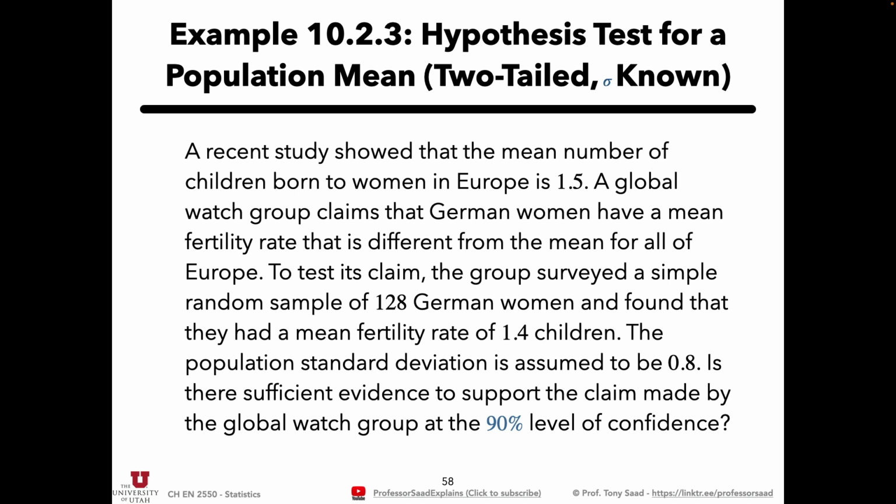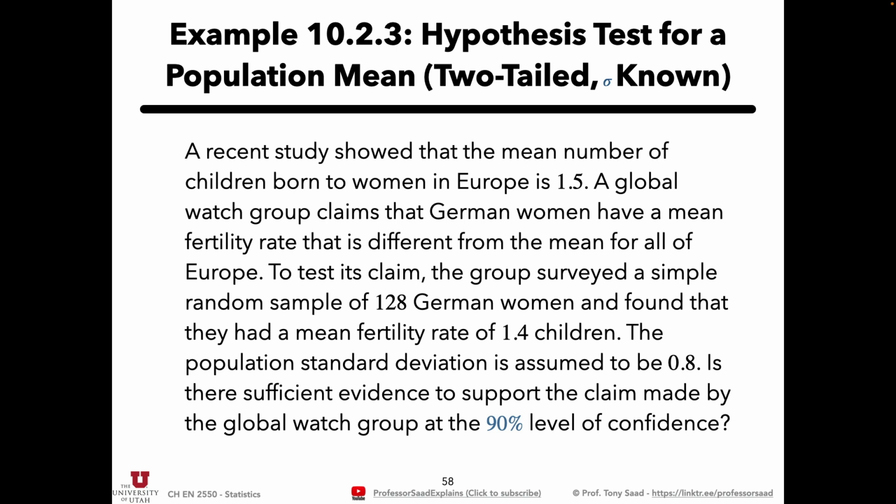Anyway, a Global Watch group claims that German women have a mean fertility rate that is different from the mean for all of Europe. Okay, so our null hypothesis is that the average number of children born to all women in Europe, including Germany, is 1.5 children per woman. But this group says no, German women are different. We don't know if it's more or less. They claim it's just different, neither more than 1.5 nor less than 1.5.